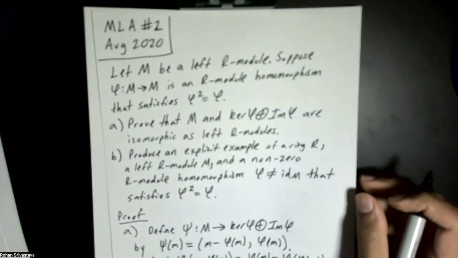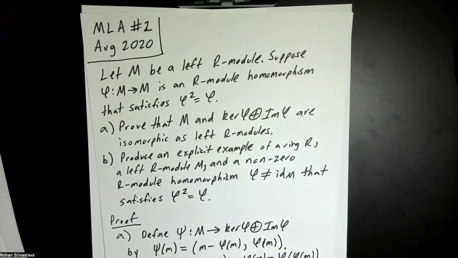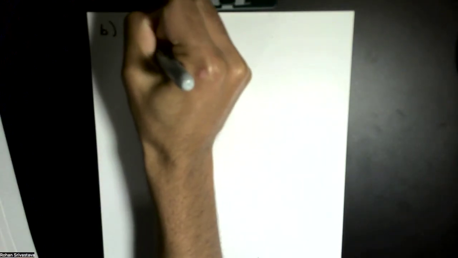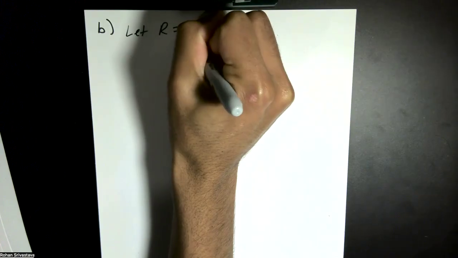Now let's move on to part B. So recall for part B, we were asked to produce an explicit example of a ring R, a left R module M, and a non-zero R module homomorphism phi that's not the identity, that satisfies phi squared is equal to phi. And this is not actually so bad. So let's choose this example. Let R equal Z.